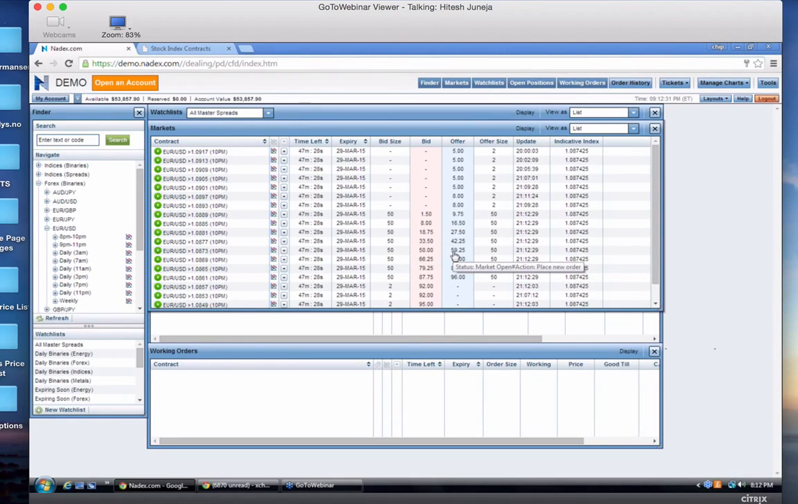If you guessed correctly, if your analysis was correct, and you said that Euro USD is going to be worth more than the strike price. The strike price is what you see over there on the left side, where it says Euro USD greater than 1.0889. Okay, if you believe that Euro USD will be greater than 1.0889 at the expiry time, which is 47 minutes away, you will buy that option because you think it'll be above that. And when you buy that option, when it ends, you are going to get $100 if the price is above 1.0889.